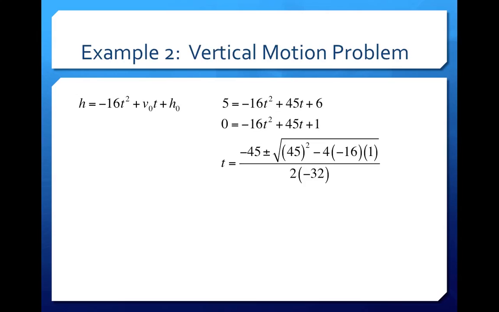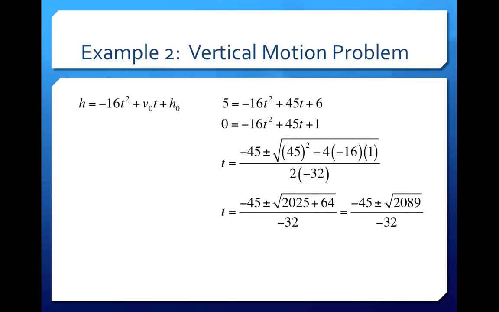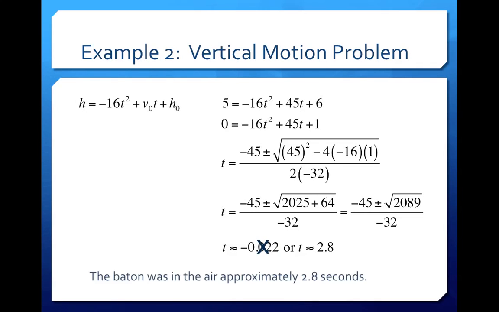approximate answers. Okay, so when we put all of our A, B's, and C's into the quadratic formula, we can work this out and then actually plug it into the calculator. So we get a t that's approximately equal to negative 0.022 and a t that's approximately equal to 2.8. Now again, remember what t represents. It represents our time. So a negative time is again not going to make any sense as an answer in the problem. So the answer to our question is the baton would be in the air for approximately 2.8 seconds.